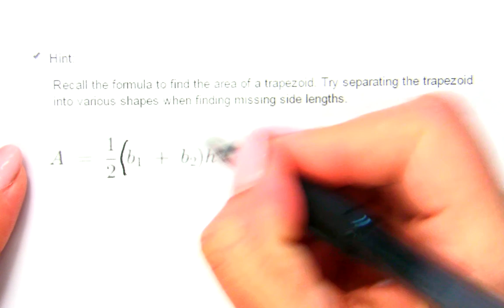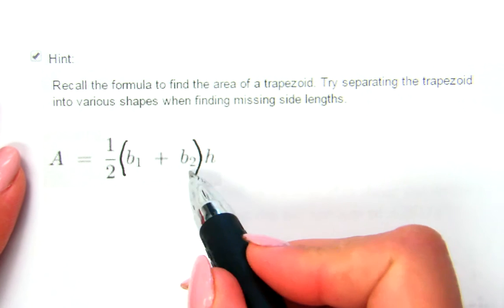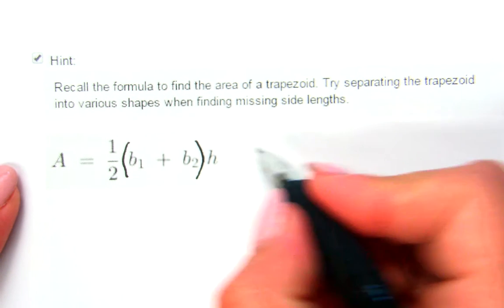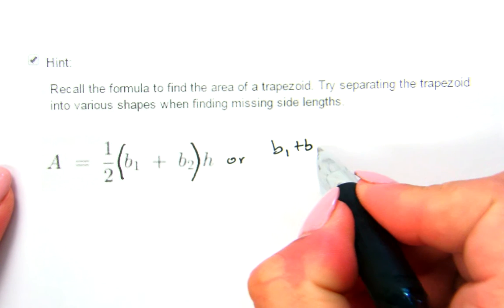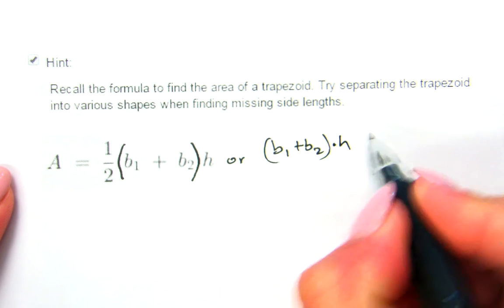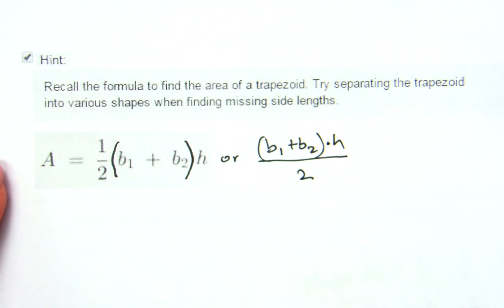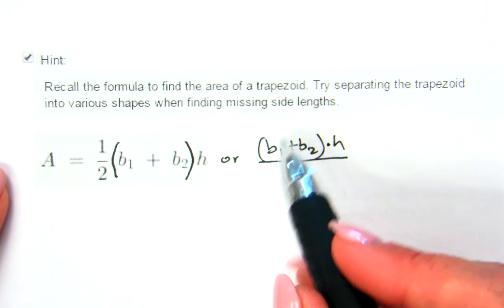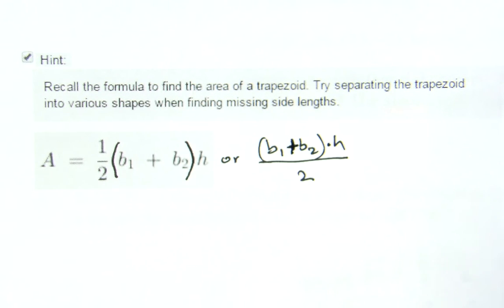So we're going to be working a lot with this formula. So base 1 plus base 2 times the height, and all of it times 1/2. Or I kind of do it this way. I do base 1 plus base 2 times the height up here, all divided by 2. That's pretty much the same thing. I just like to work this one better because then I don't have to multiply by 1/2. I just take all that and divide by 2, which is the same thing. It's just easier for me to remember this way.